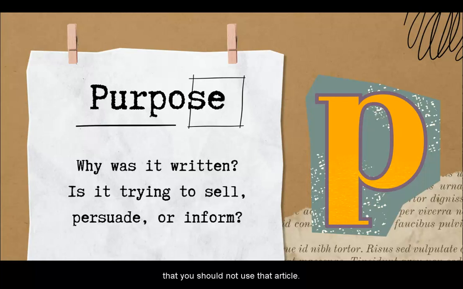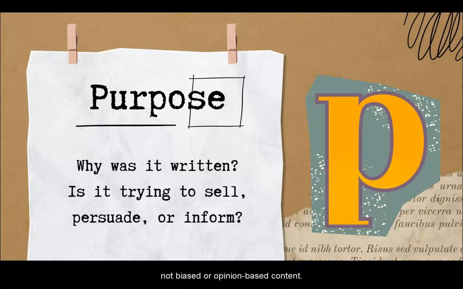The next thing you want to look at is purpose. So you will finally want to ask yourself, why was this article written? Is the purpose to inform, sell, entertain, or persuade you? For research, you usually want informative or educational sources, not biased or opinion-based content.